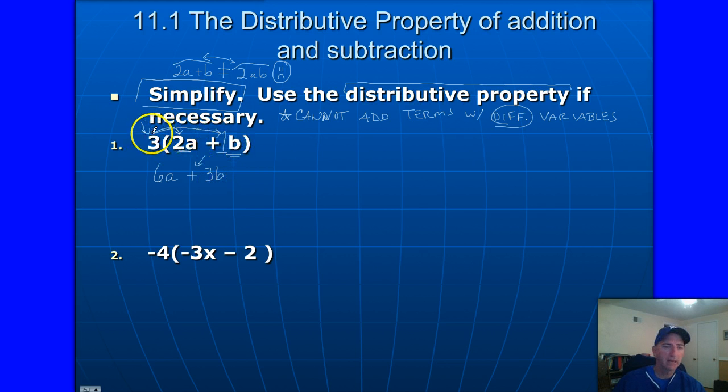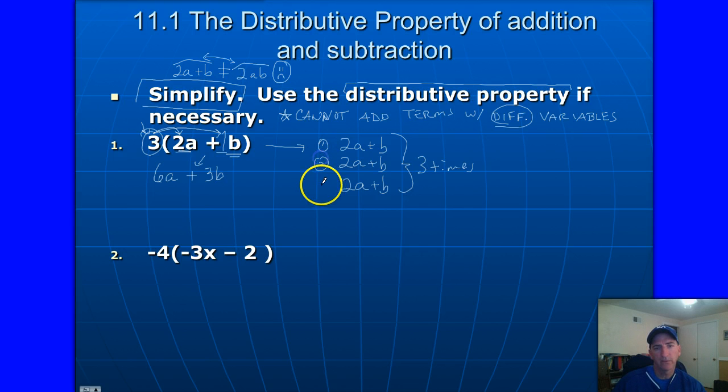Okay. So it's kind of like it's saying you have 3 groups of 2a plus b. You can think of it like this. You can think of it as like you have 2a plus b. You have 2a plus b. You have 2a plus b. All right. You have that 3 times. See what I'm saying here? You have 1, 2, 3.